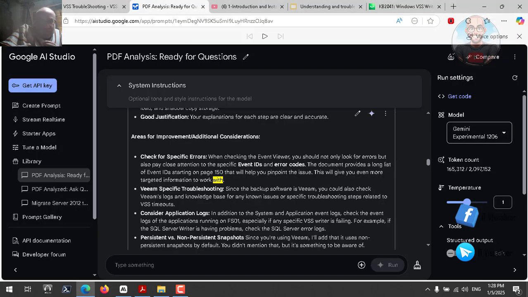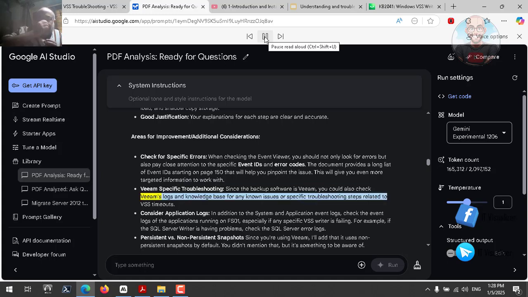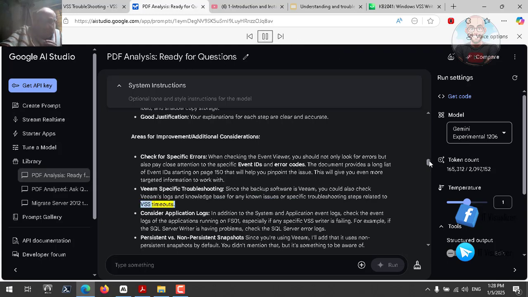We can continue with the assumption. So there is a lot of useful information we can use from the PDF, and it's already stated by the AI. With Veeam-specific troubleshooting: since the backup software is Veeam, you could also check Veeam's logs and knowledge base for any known issues or specific troubleshooting steps related to VSS timeouts.